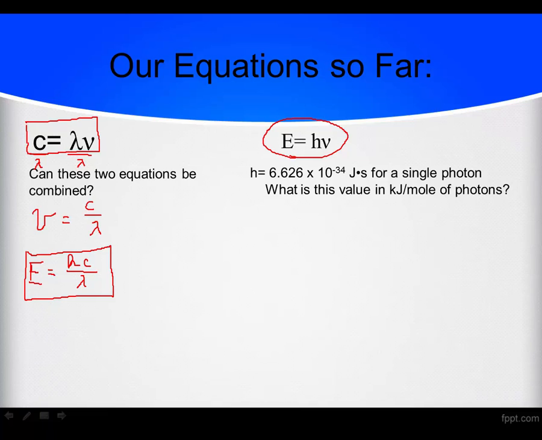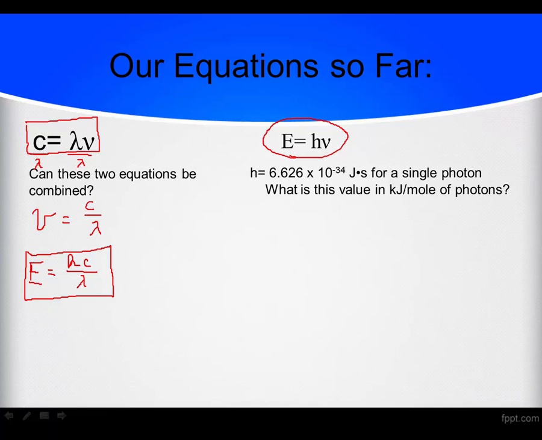So we've got this other question here that's pointed out. There are actually two versions of h. I'm going to show you how to get the second version of h. It turns out that this is only good for a single photon, right? How often do you come across one photon of light in your life? Not very often, right? There are lots and lots of photons right now in the room. So it's more useful to talk about it in terms of moles.